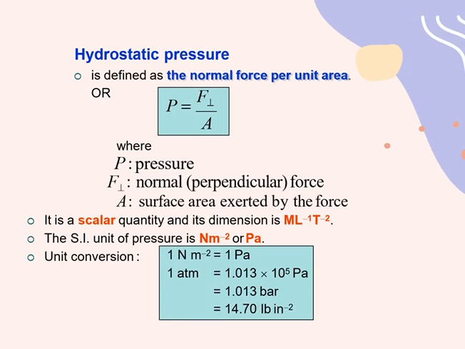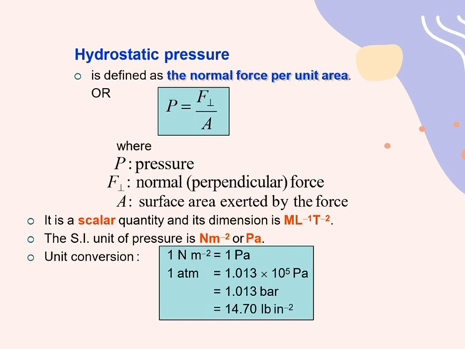Hydrostatic pressure is defined as the normal force per unit area. The formula is P equal to F over A, where P is the pressure, F is the normal force, and A is the surface area. It is a scalar quantity and its dimension is mass per unit length per unit time square.